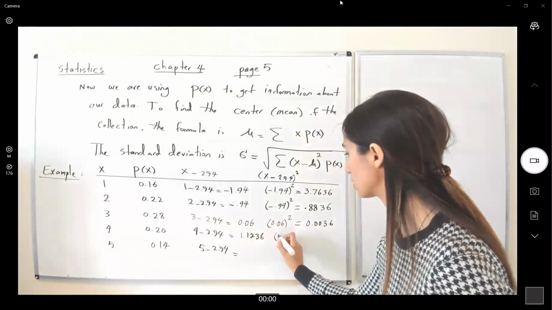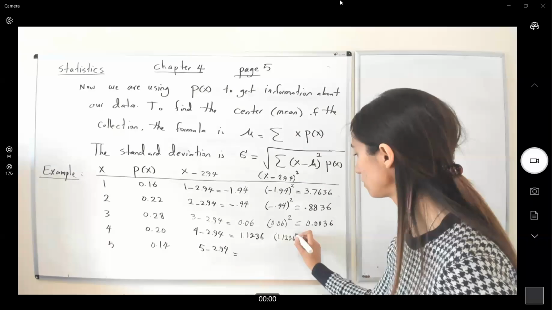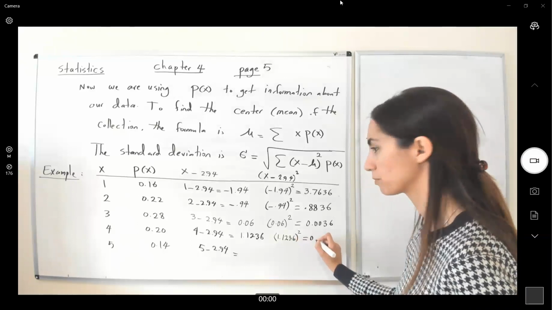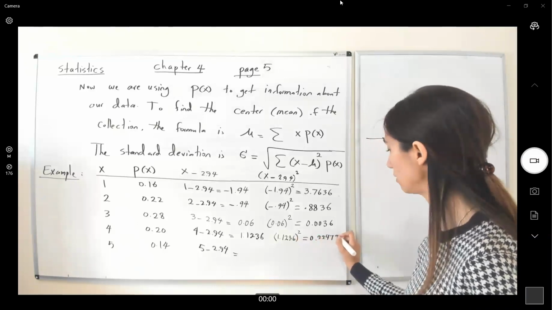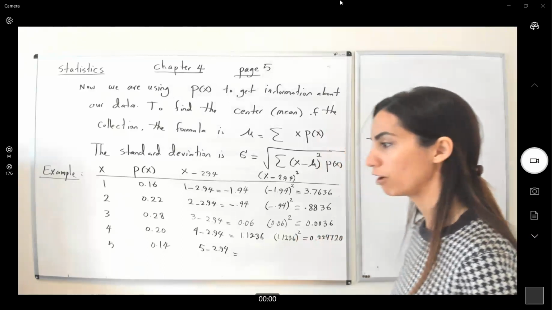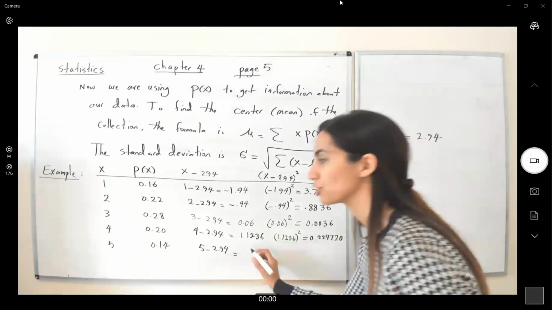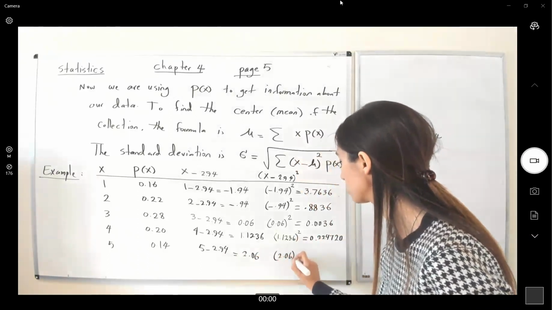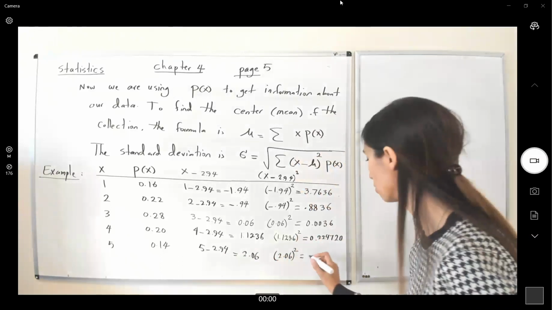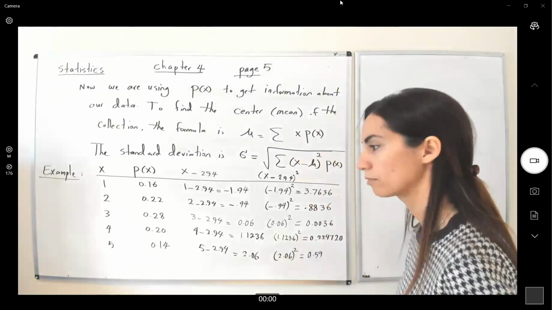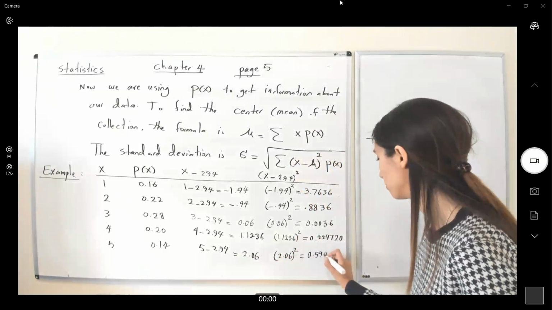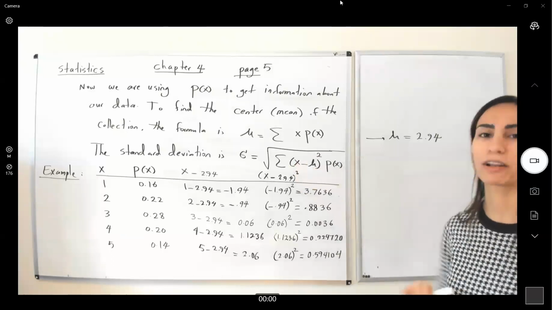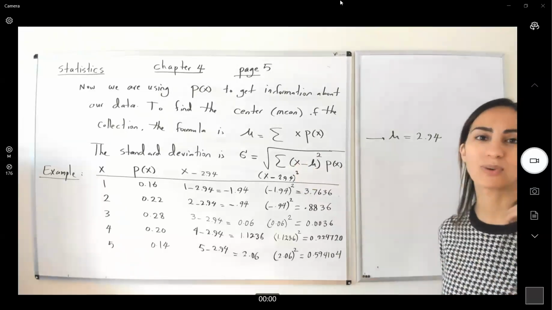Now 4 minus 2.94, which is equal to 1.06. Now you raise this number to the second power, which is equal to 1.1236. And finally 5 minus 2.94, which is equal to 2.06. Now you raise 2.06 to the second power, which gives you 4.2436. You just calculated this quantity, x minus mu squared.